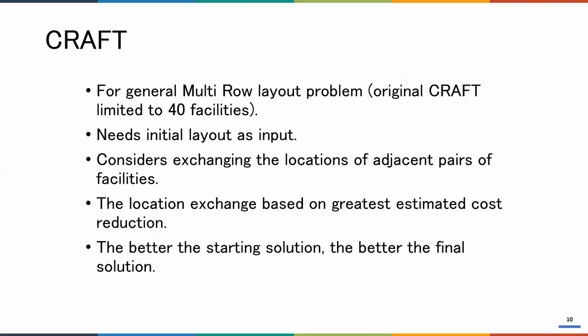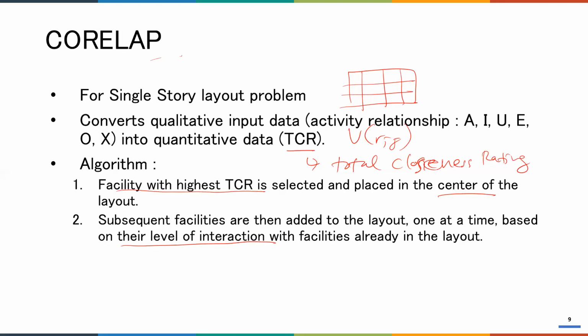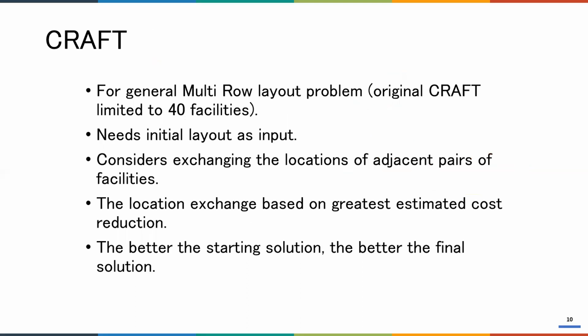So the third one will be GRAPH, and GRAPH can be used almost the same as CORRELATE. It's a single-story layout, and it can be used for multi-row layout problems. However, as GRAPH is an improvement algorithm, you will need an initial layout as input. And how GRAPH works is by exchanging the locations of each adjacent pair of facilities, and the pair exchange that has the greatest cost reduction is selected.